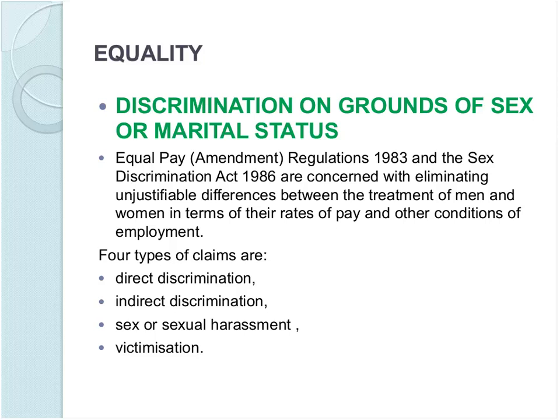And by this we have four kinds of discrimination under marital and sex status: the direct discrimination, the indirect discrimination, sexual harassment, and victimization. Let's see them.